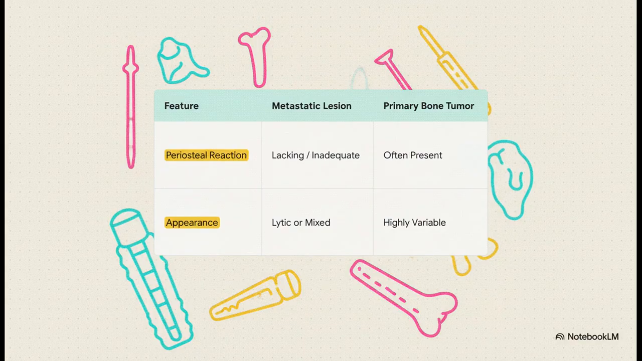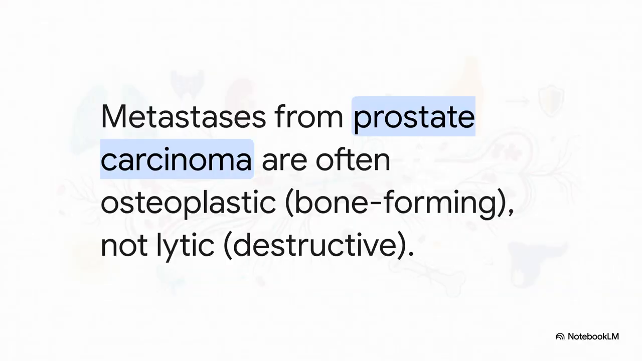Now, what's really fascinating here is that first feature in our table, the periosteal reaction. See, in primary tumors, you often see this robust, layered reaction as the bone actually tries to wall off the aggressor. But with metastatic lesions, that reaction is often really weak or completely absent. It suggests the bone is just being overwhelmed by a super fast destructive process, and it just can't mount an effective defense.